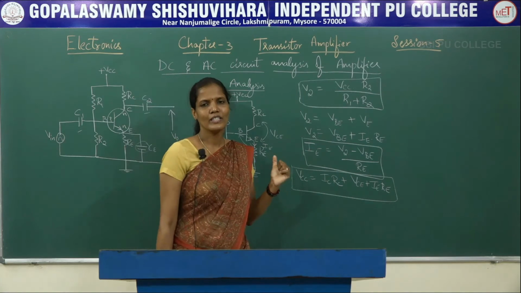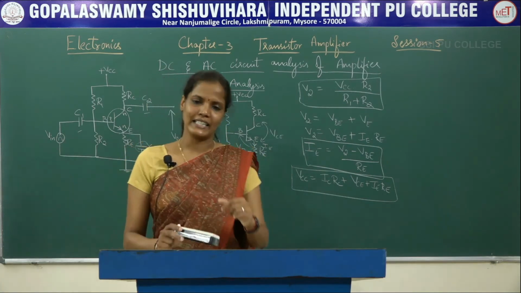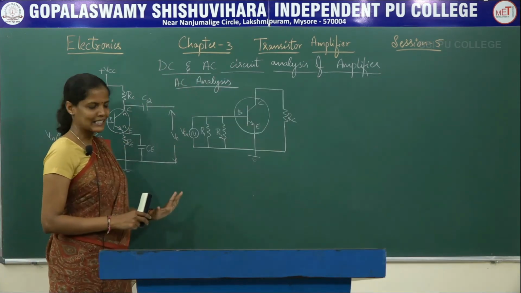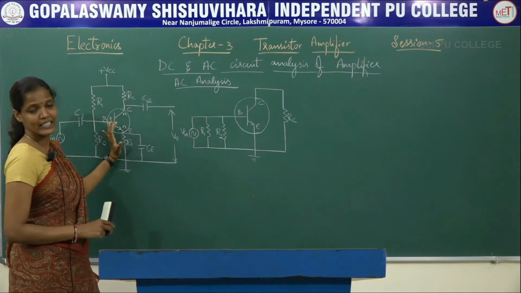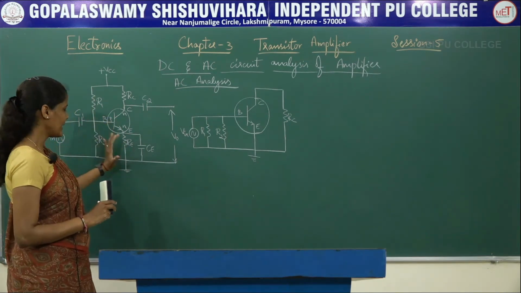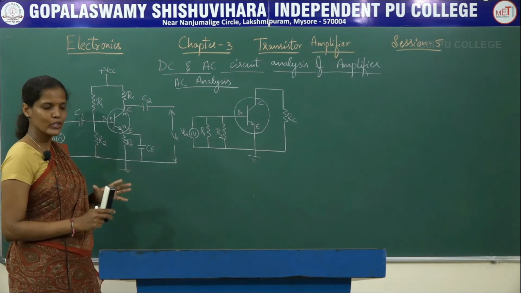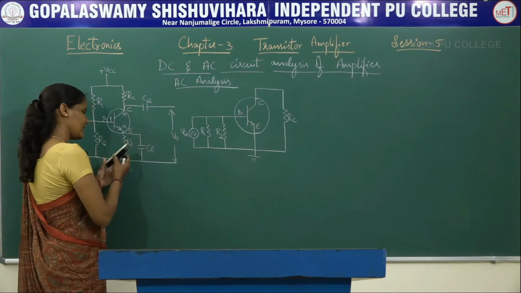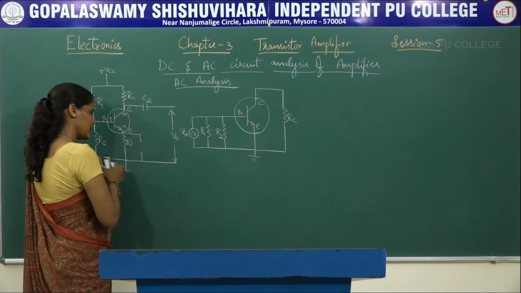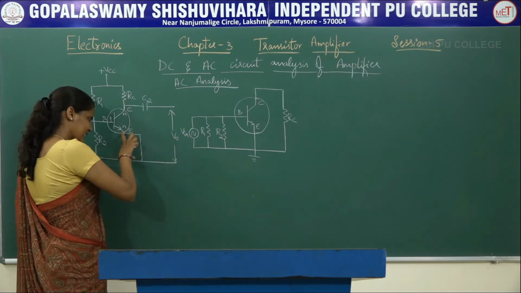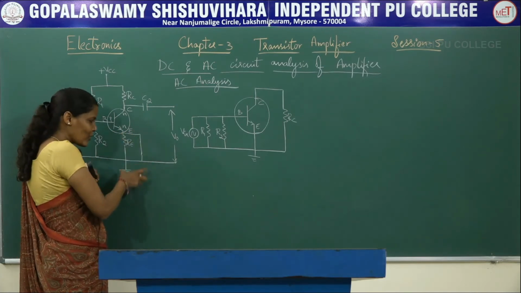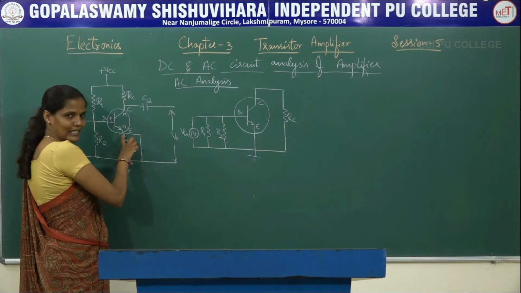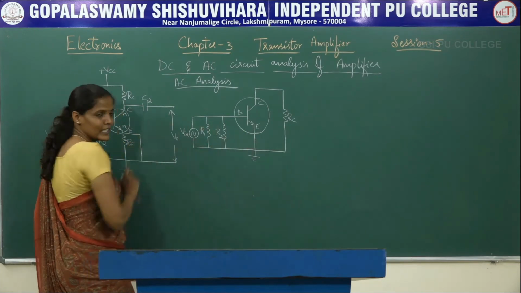Clear? Now let us try to do the AC analysis. For the AC analysis, we are going to short the DC sources and also the capacitors will be shorted. Since this capacitor is shorted, even this entire thing, that is RE, will also be shorted because it is in parallel. So we remove RE here.